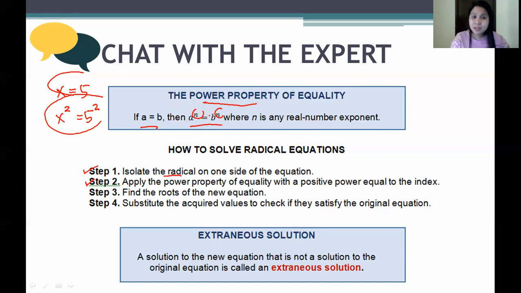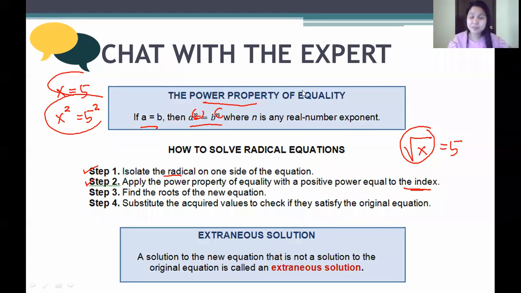What exponent do we raise it to? It depends on the index. Example. Now, in the chat box, can you tell me what is the index of the left-hand side? In the chat box, please. Can you tell me what is the index?